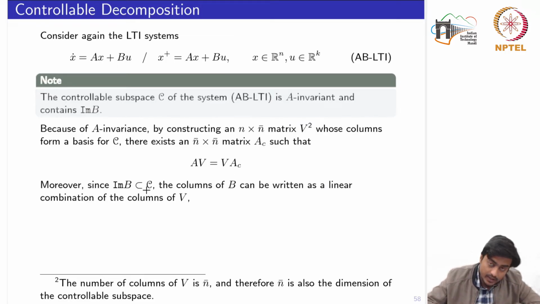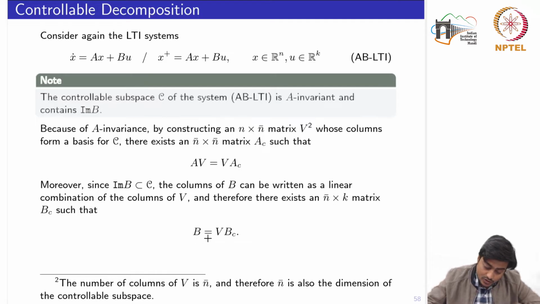Moreover, since the image of B is contained in the controllable subspace, we know that the columns of B can be written as a linear combination of the columns of V. Now if it can be written as a linear combination, I can write B is equal to V times BC. So there exists an n bar cross k matrix BC such that this equation is satisfied, and this is nothing but saying that B is a linear combination of all the columns of V. Okay.